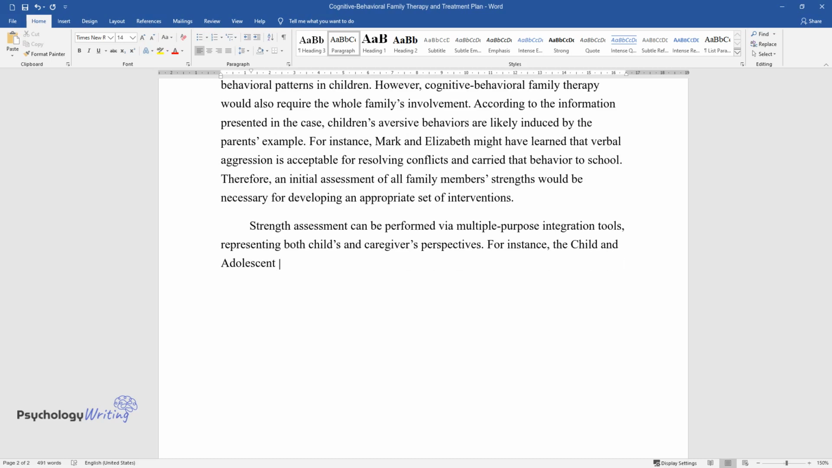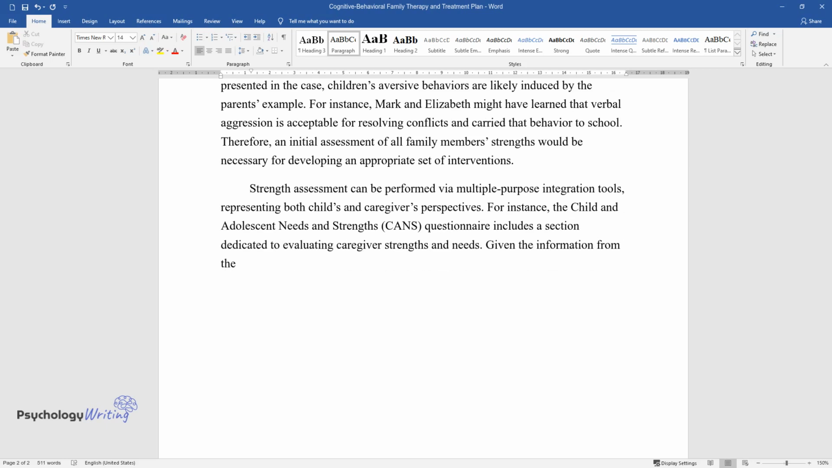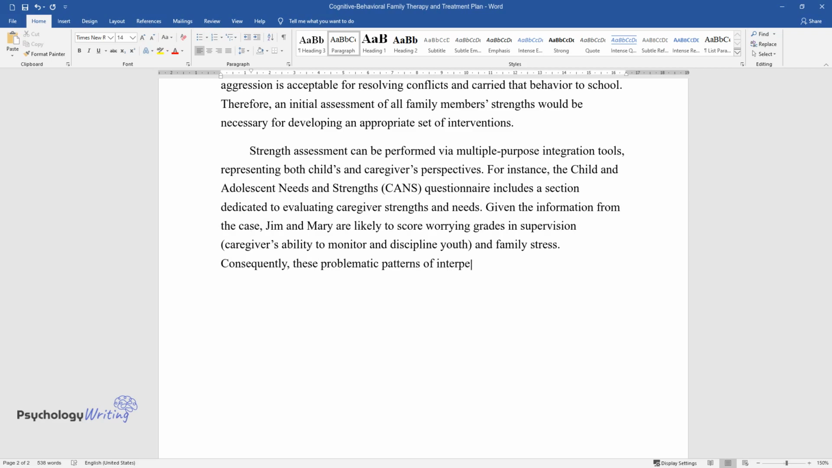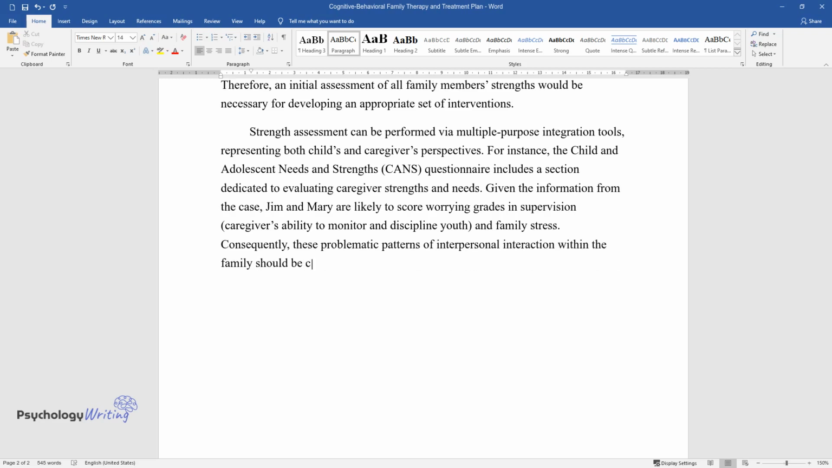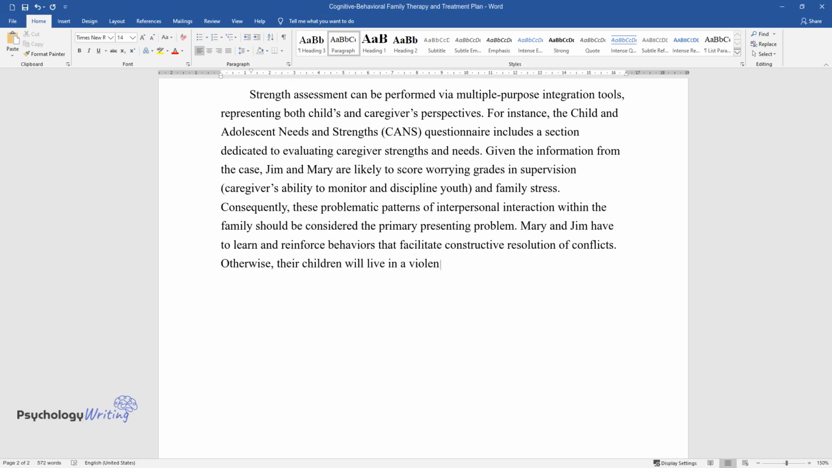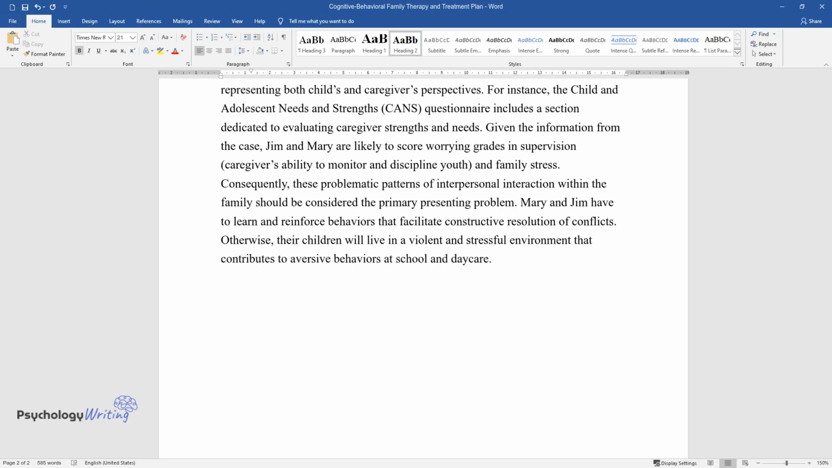For instance, the Child and Adolescent Needs and Strengths (CANS) questionnaire includes a section dedicated to evaluating caregiver strengths and needs. Given the information from the case, Jim and Mary are likely to score worrying grades in supervision, caregivers' ability to monitor and discipline youth, and family stress. Consequently, these problematic patterns of interpersonal interaction within the family should be considered the primary presenting problem. Mary and Jim have to learn and reinforce behaviors that facilitate constructive resolution of conflicts. Otherwise, their children will live in a violent and stressful environment that contributes to aversive behaviors at school and daycare.